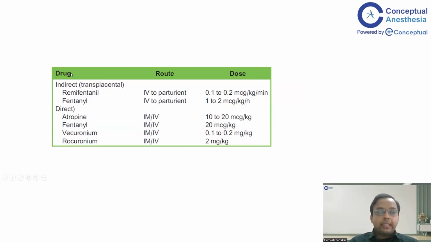You can see in this table transplacental transfer of remifentanil. You can give it IV to the parturient in the dose of 0.1 to 0.2 mcg per kg per minute, and fentanyl 1 to 2 mcg per kg per hour. Atropine, fentanyl, and other muscle relaxants can be given directly in their respective doses.